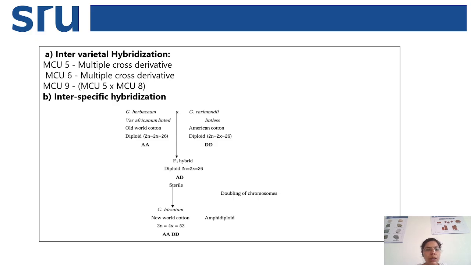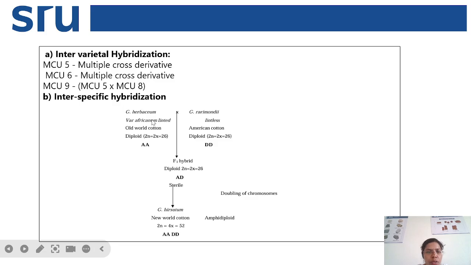Here the first is Gossypium, which is the genus, and this is the species. And here again this is the genus and this is the species. So the genus is the same, but the species are different. The crossing between two different species is nothing but interspecific hybridization.